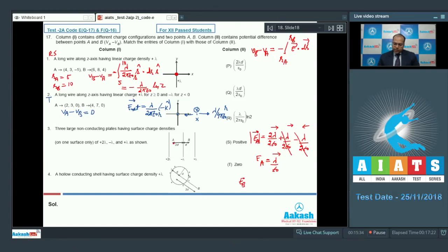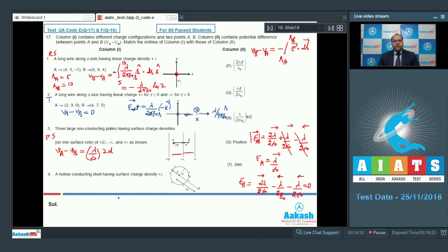Then the electric field intensity at point B is 2λ upon 2 ε₀ in this direction, minus λ upon 2 ε₀ in this direction, and λ upon 2 ε₀ is also in this direction. So I am subtracting this. So the electric field at point B is 0. So the electric field in this region is 0 and the electric field in this region is constant. If I want to calculate the potential difference between A and B, it can be written as λ upon ε₀ into 2D. So the correct matching will be P as well as S.